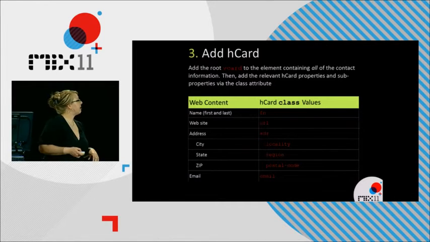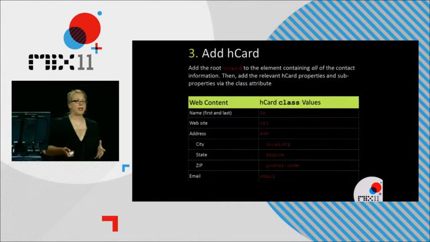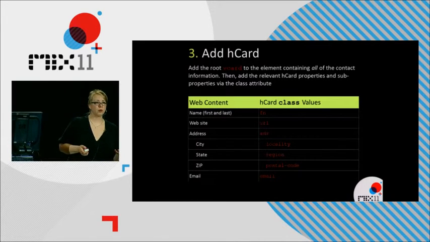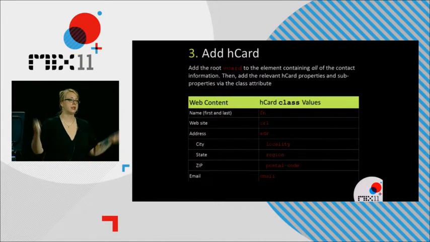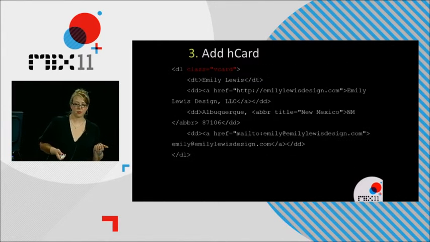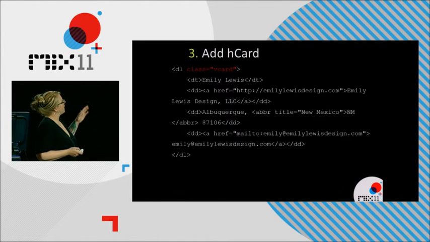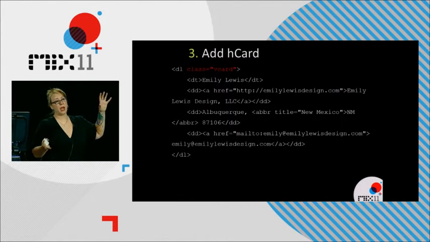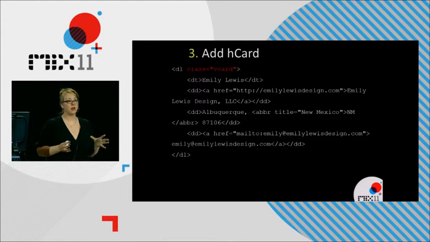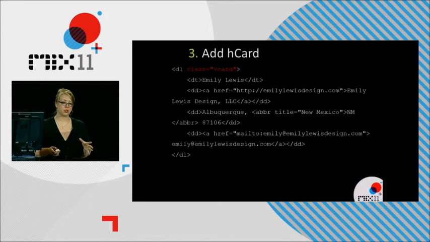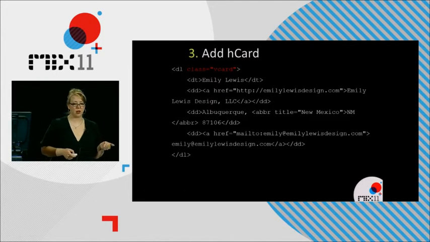And then finally, email. And then all microformats have a root class that has to be applied that basically says, hey machine, you're about to read some contact information. In this case, the root is vcard. And so the root vcard gets applied to the parent element that contains all of the contact information that you care to describe. In this case, that's the DL.